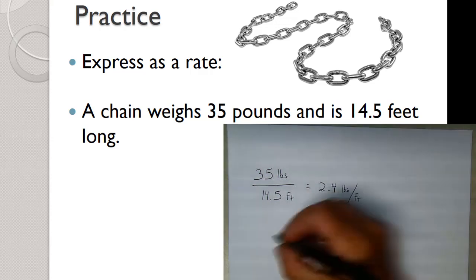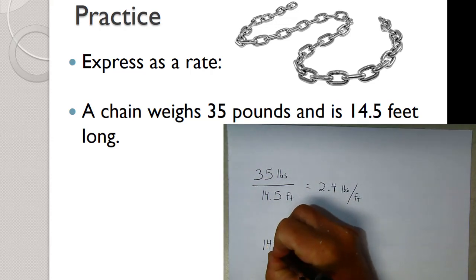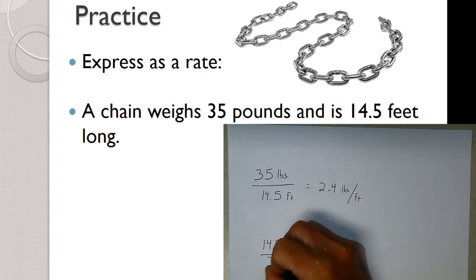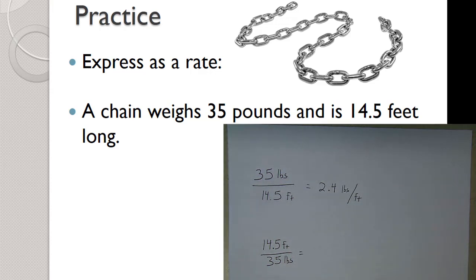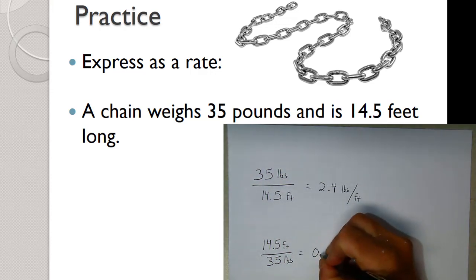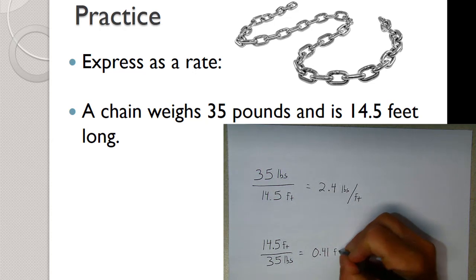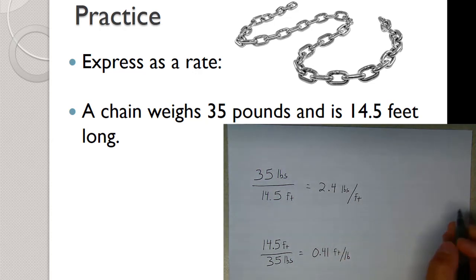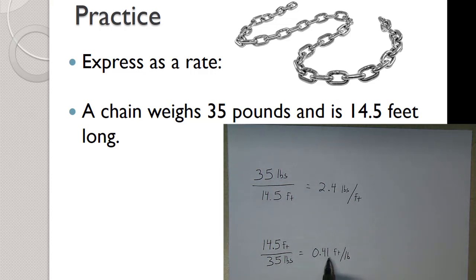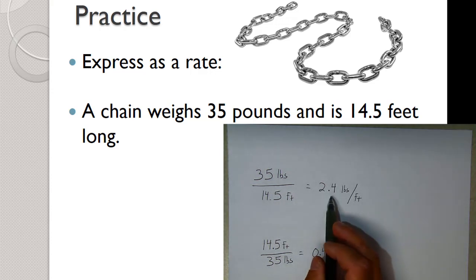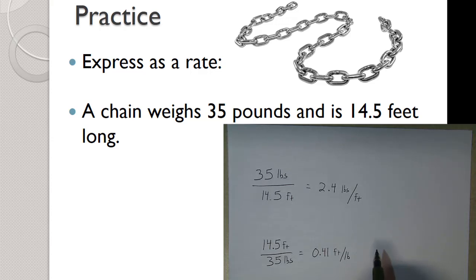Now you could say, wait a minute, how do we know that the 35 was first? Why couldn't we take 14.5 feet and divide it by 35 pounds? Well, you could, but you would get different information. If you divide it the other way, you get 0.41 feet per pound. And that's also a unit rate. But it tells you that it takes a little bit less than half a foot of chain to weigh 1 pound, whereas this method tells you that you've got 2.4 pounds for each foot of chain. Same information, but expressed differently.